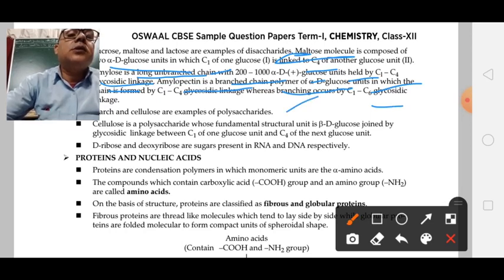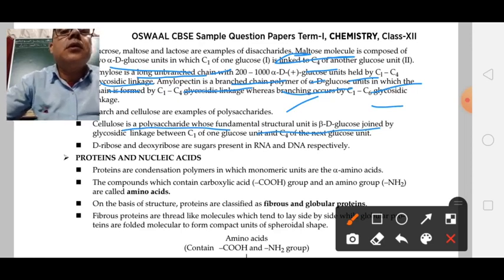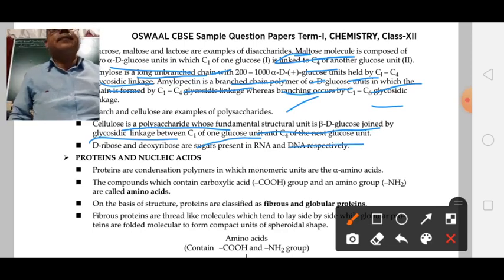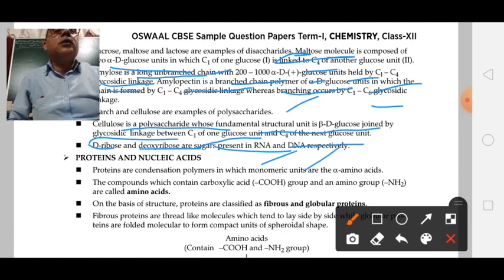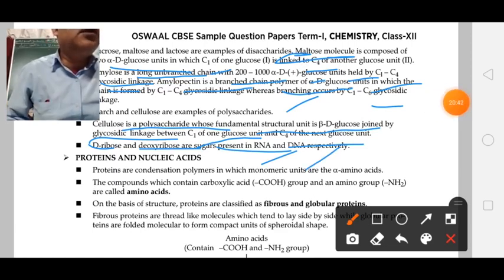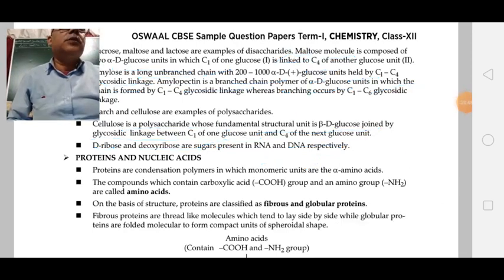Okay, now starch and cellulose are examples of polysaccharides. Cellulose is a polysaccharide whose fundamental structure is beta-glucose joined by glycosidic linkage between C1 of one and C4 of another. Now the last line: D-ribose and deoxyribose are the pentose sugars of DNA and RNA.